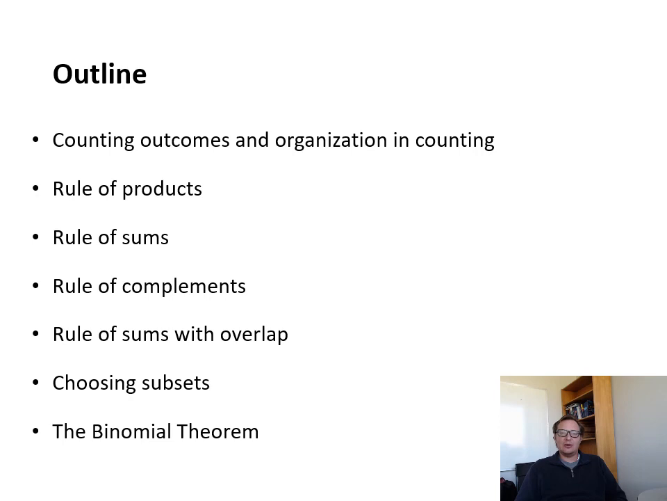So here is the outline of today's lecture that will be, as usual, split into two parts. So first we'll talk about what different outcomes for counting are and how to organize them. Then we'll introduce rules of products and sums, and also the rule of complements. After that, we'll talk about a bit more advanced rule called rule of sums with overlap. Then we'll show how we choose and count subsets. And finally, we'll cover the binomial theorem. So let's go ahead and start with the basics of counting.